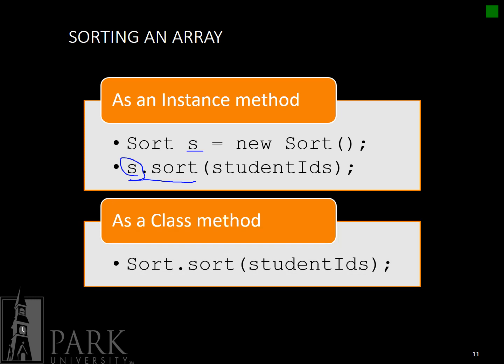And that seems kind of silly. So using it as a class method, we can just call sort.sort and pass in the IDs, right? We don't actually have to create this new thing. We don't have to store it in memory and so on and so forth. So that's the difference between the two.